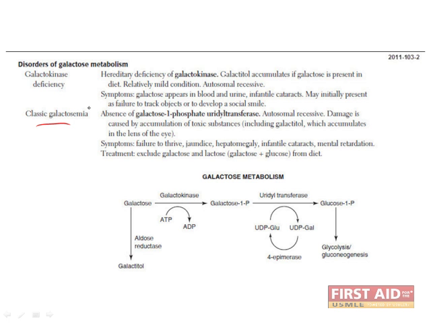Classic galactosemia is a more serious autosomal recessive deficiency of galactose 1-phosphate uridyl transferase. This causes both galactose 1-phosphate and galactitol to accumulate inside cells, so it causes some of the same signs and symptoms of galactokinase deficiency, such as infantile cataracts, as well as some new ones from the galactose 1-phosphate accumulation, such as jaundice and hepatomegaly. The treatment is to not eat anything with either galactose or lactose.